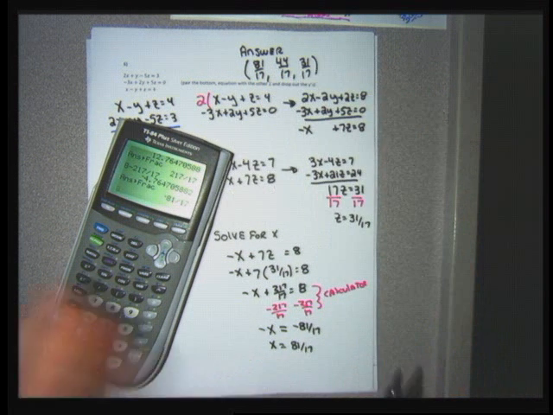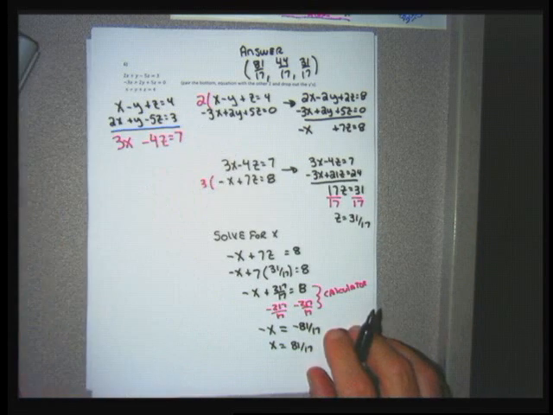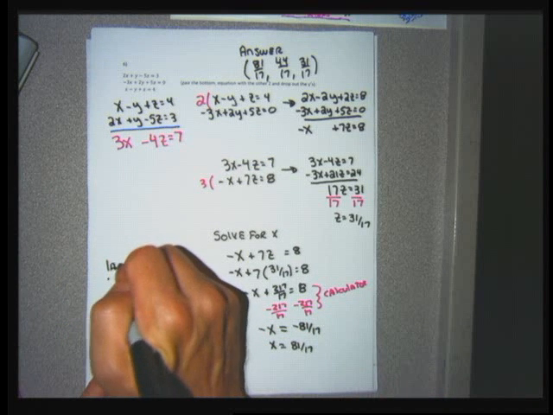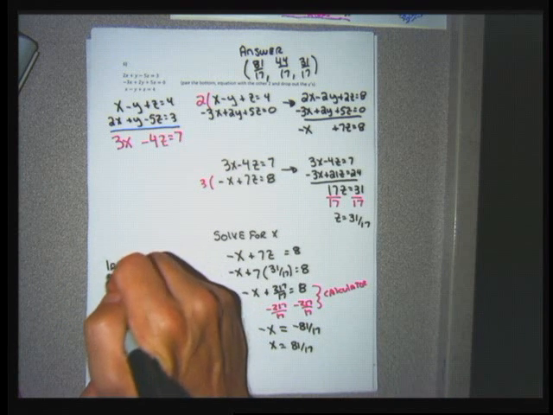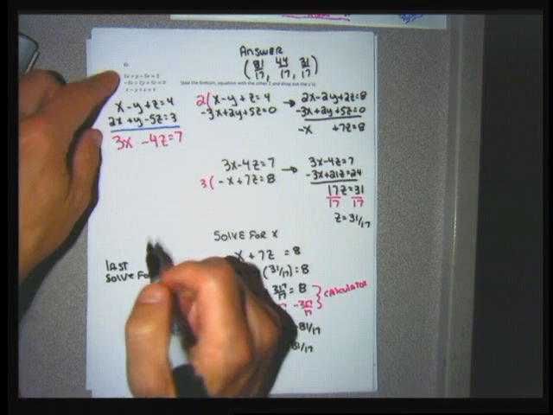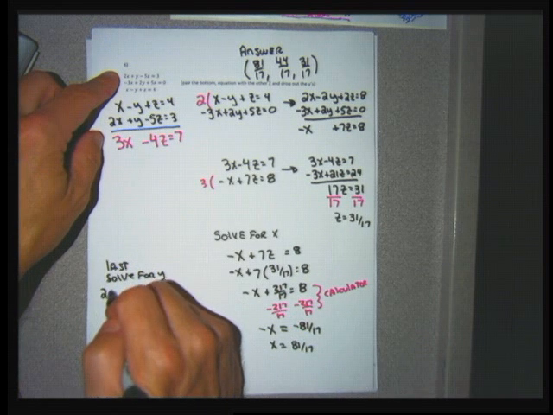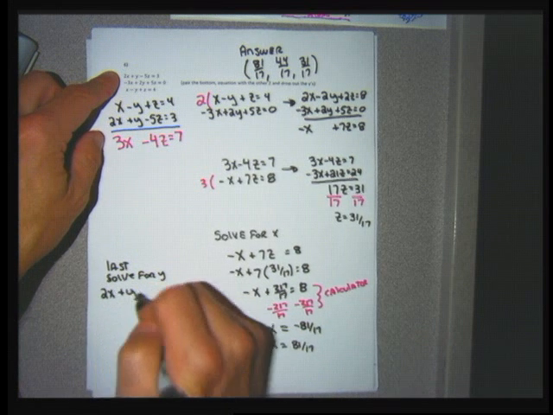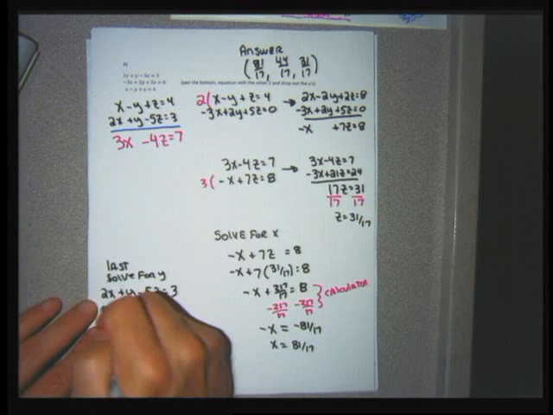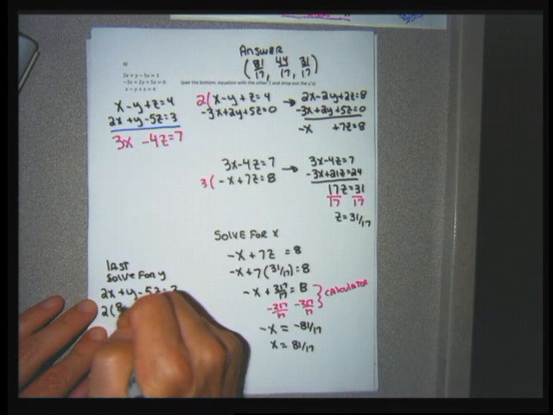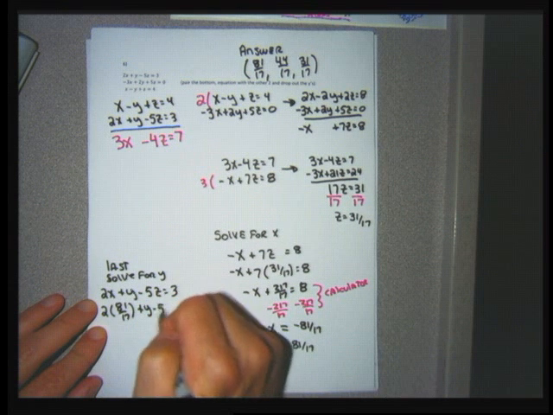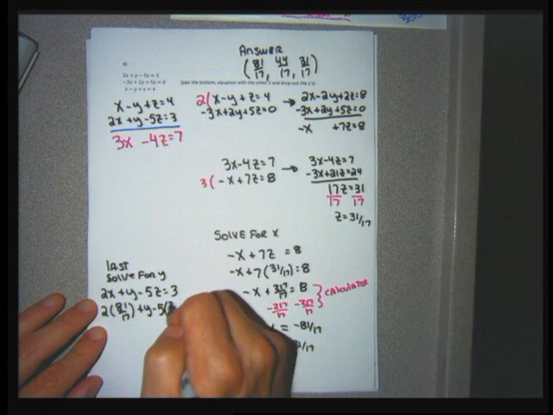Last thing I need to do is get an answer for y. To get an answer for y, I'm going to use the top equation. Solve for y. I'm going to use the top equation because the y is positive in it, and it doesn't have a number in front of it. So I'm going to use 2x plus y minus 5z equals 3. For the x, I'm going to do 81 over 17, and for the z, I'm going to do 31 over 17.